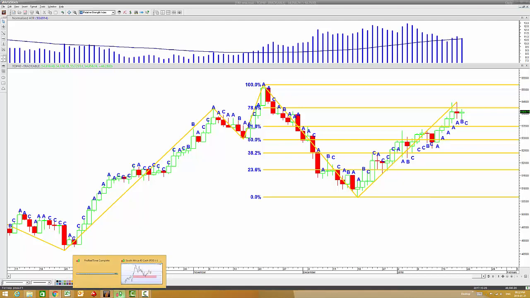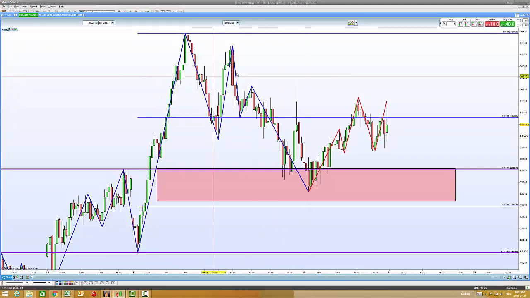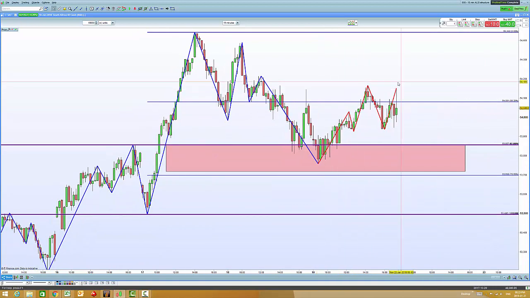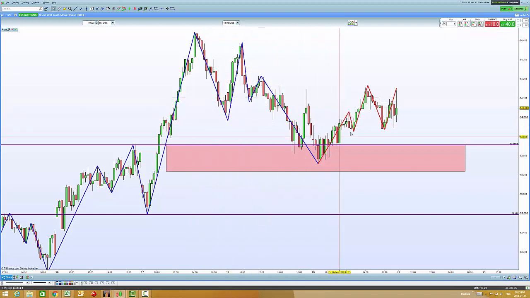If I drill down to what's happening on the intraday basis, here we go, a 15-minute chart of the top 40, and again I've just highlighted the intraday trading action for Friday in red over there, and you can see it just chopped along and didn't have much of a range. We moved between 54,150 and 53,750, so a 400 point range. Nothing to get too excited about from an intraday trading perspective.